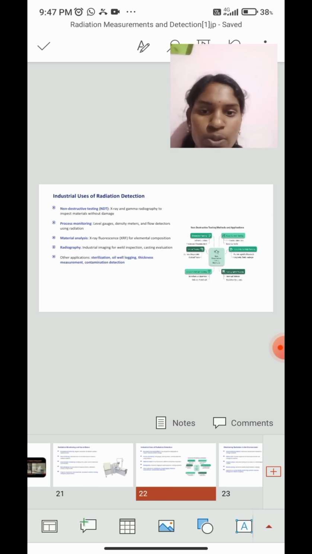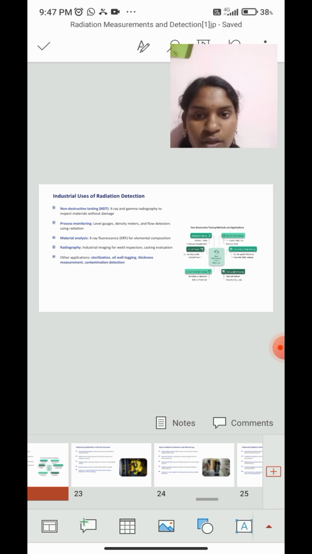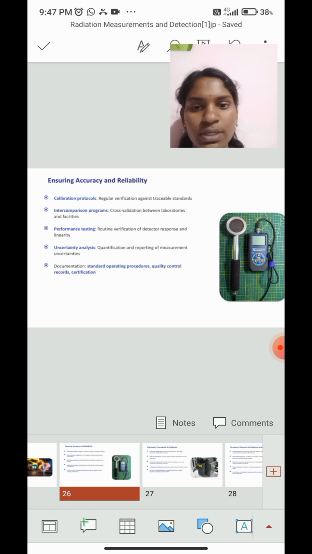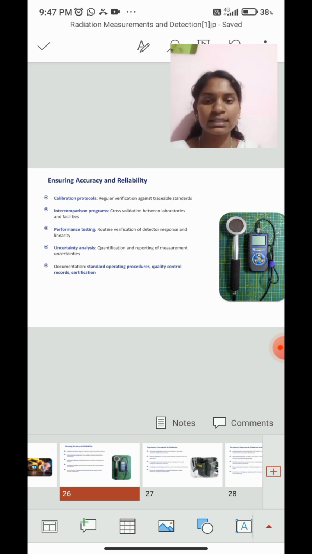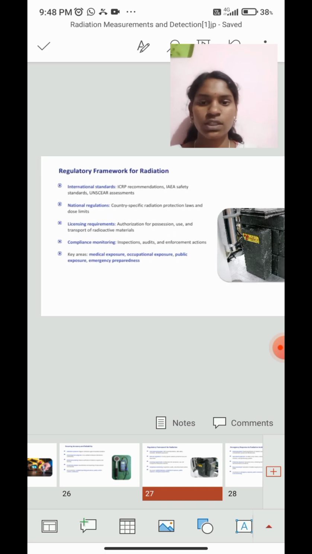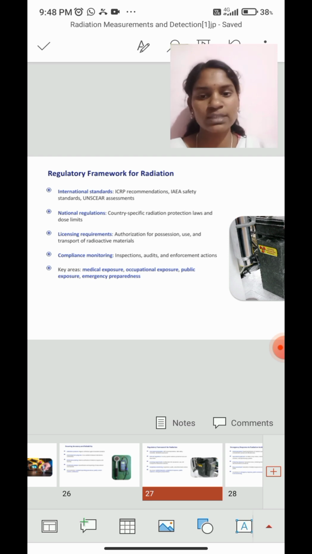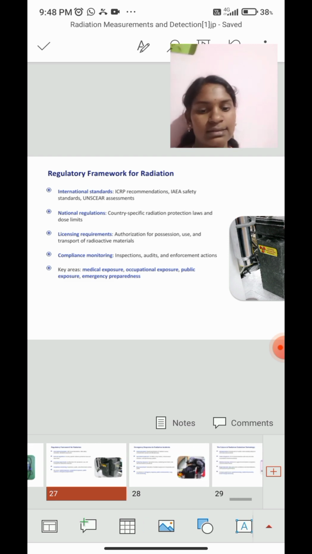Then industrial uses of radiation detection. Then ensuring accuracy and reliability: calibration protocols, intercomparison programs, performance testing, and uncertainty analysis and documentation. Regulatory framework for radiation: international standards, national regulations, licensing requirements, and compliance monitoring. Key areas: medical exposure, occupational exposure, public exposure, and emergency preparedness.